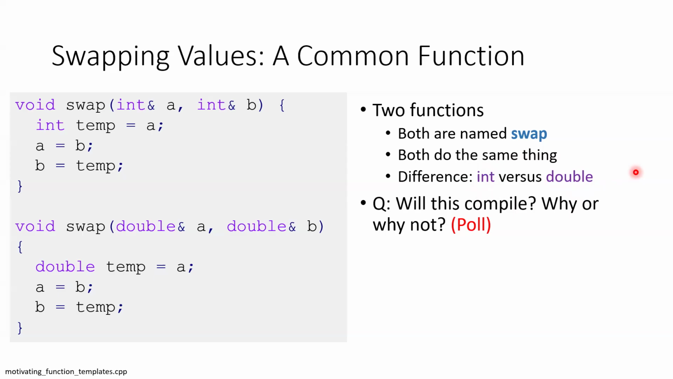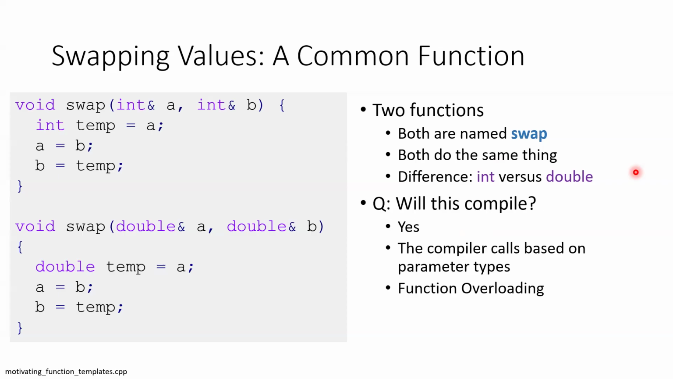Can anyone? Who thinks this will compile? Who thinks it won't? So whoever thinks it will compile, why? Function overloading, because they have different signatures. So the compiler will call whichever one based on the parameter types.